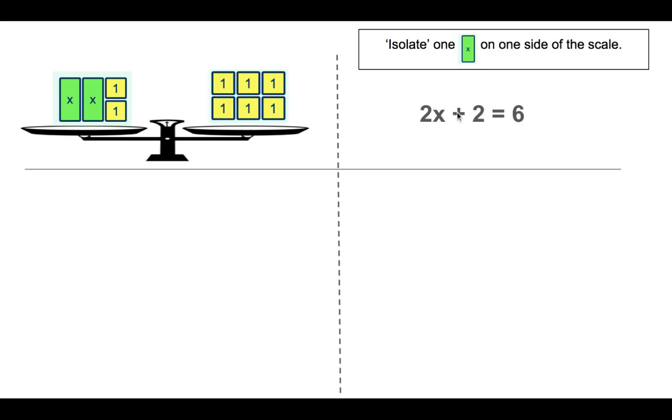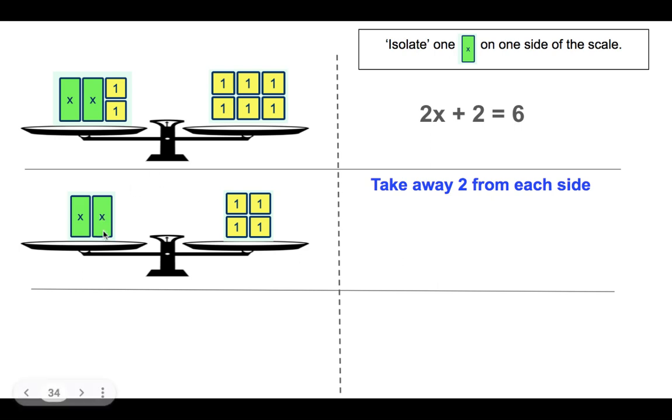So this equation is 2 x's plus 2, and that's going to equal 6. 1, 2, 3, 4, 5, 6. Now we're going to remove 2 from each side. Again, I'm trying to get my x's all by themselves. So if I take 2 away from the left side, I need to take 2 away from the right side. And now I have my 2 x's and I have 4.